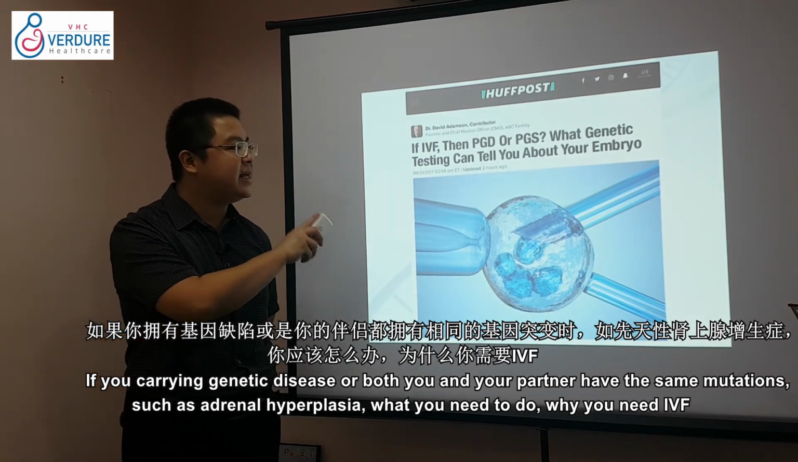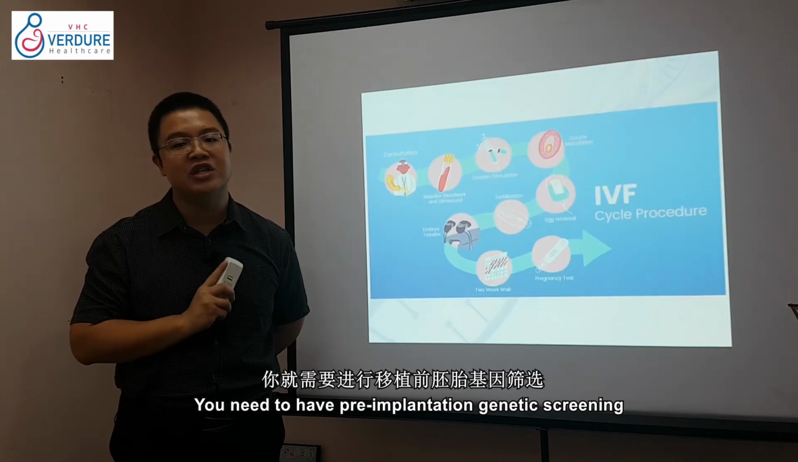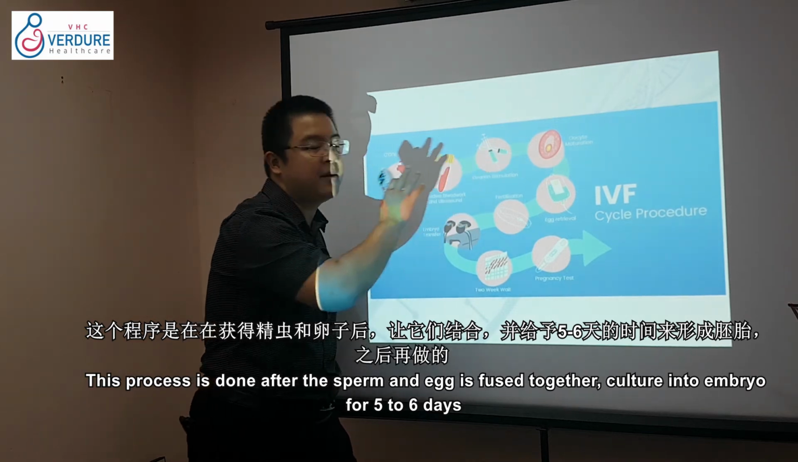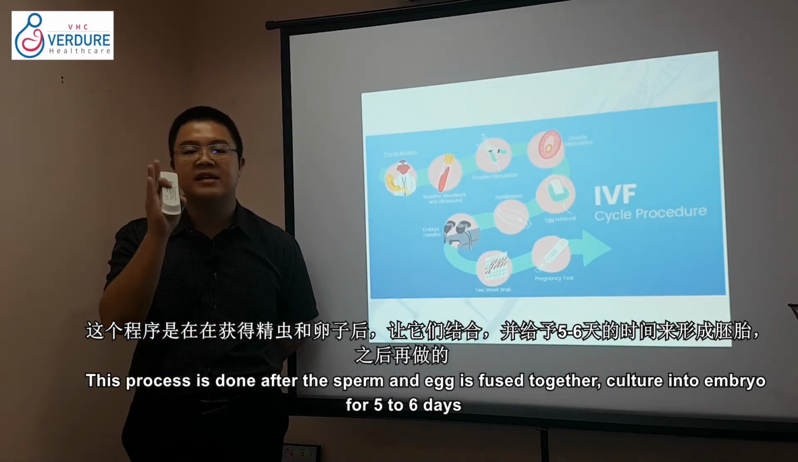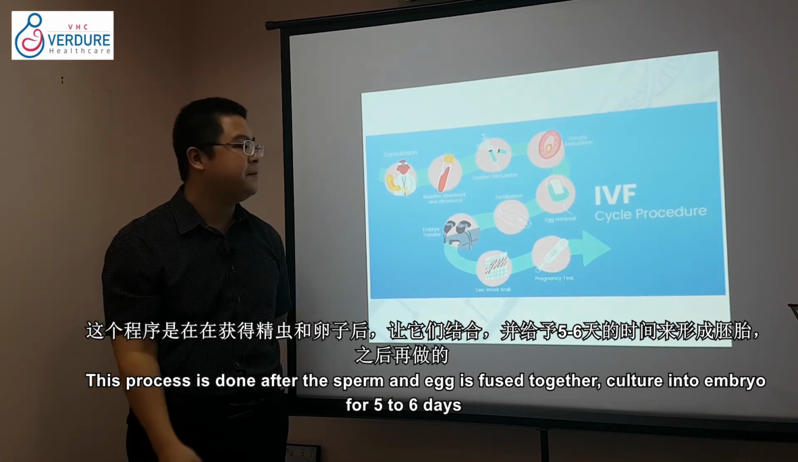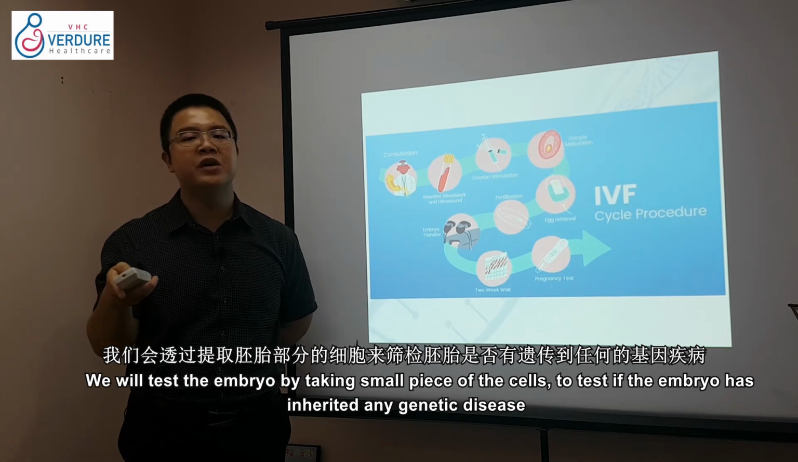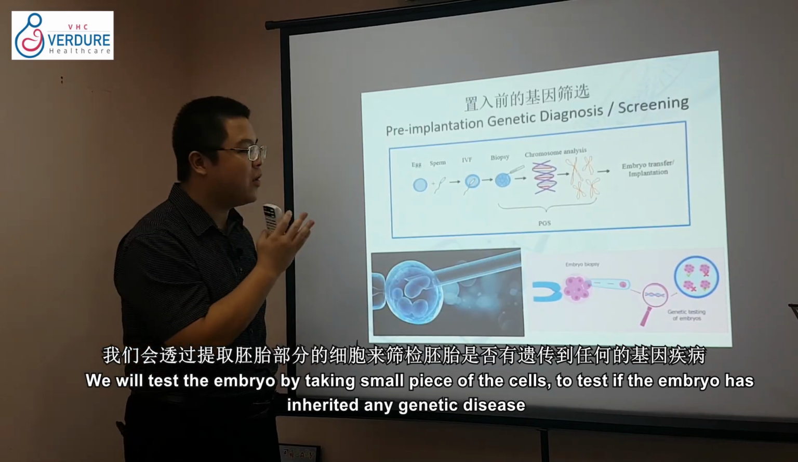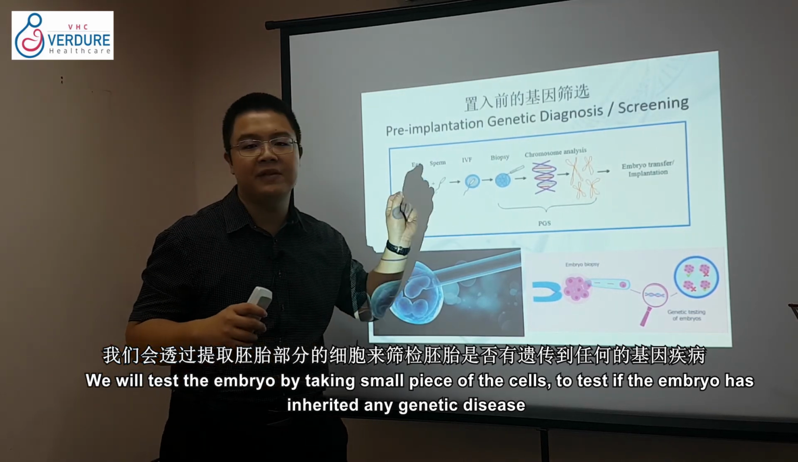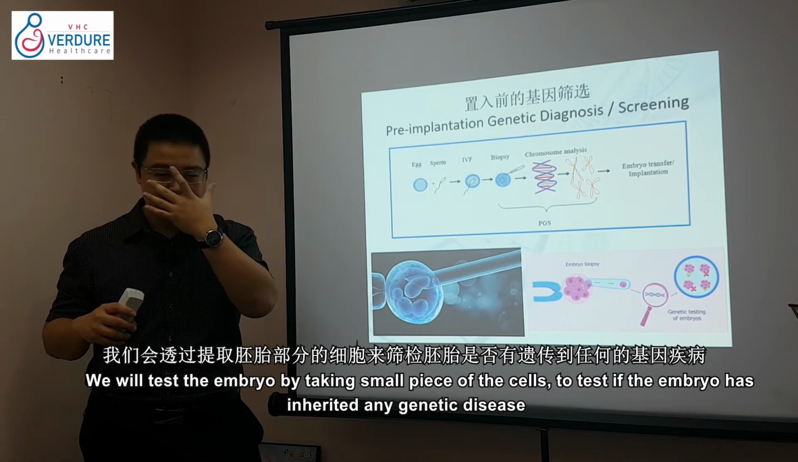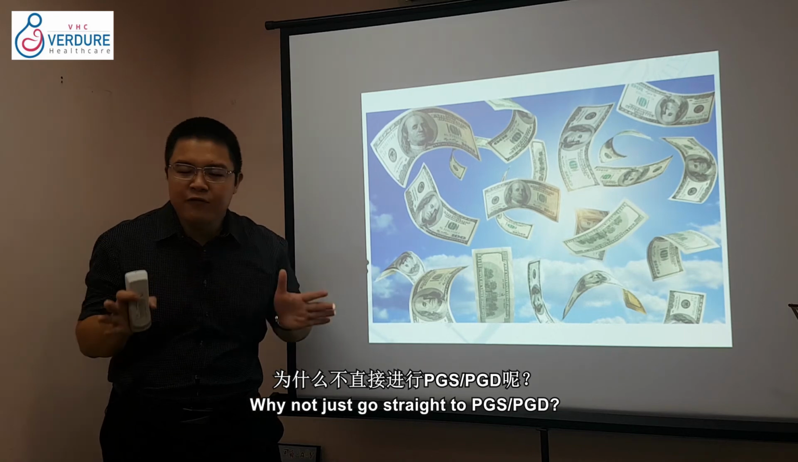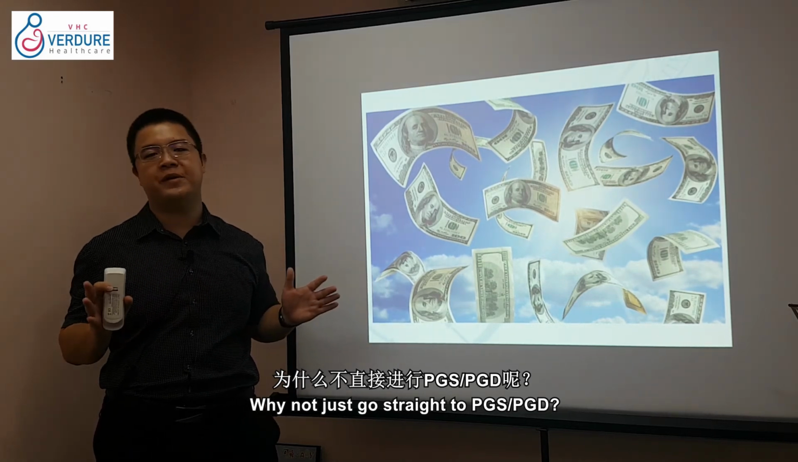It is because we need something called the pre-implantation genetic screening, which is done right after the sperm and the egg cells have been combined together to make an embryo, for about 5 to 6 days afterwards. Okay, so during this critical stage, we will be testing your embryo, whereby we'll take just a small piece of cells in order to test if, let's say, there's any disease that has been inherited. Okay, but why not just everyone go for IVF? Why not just everyone go with PGS-PGD?